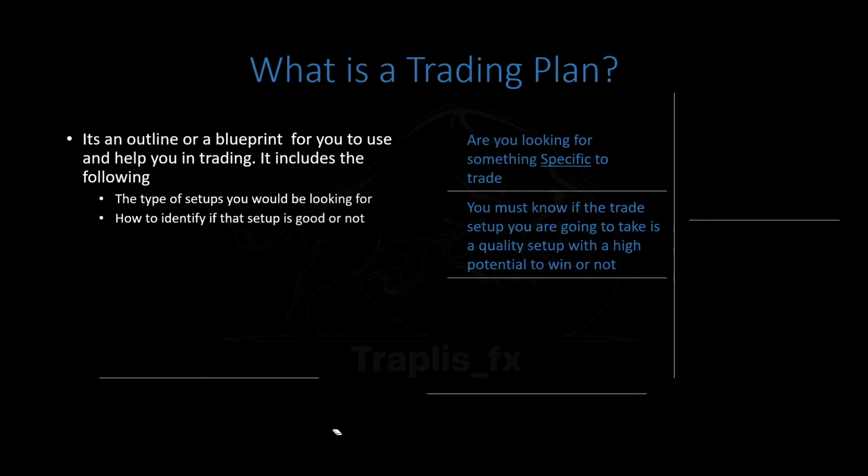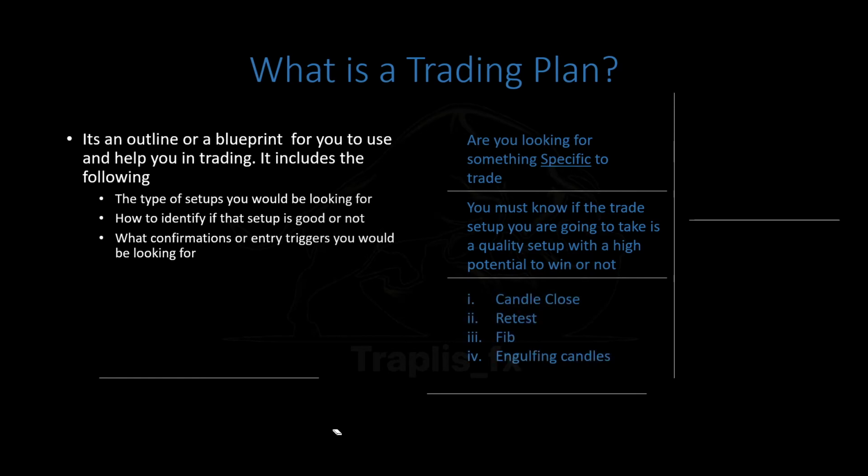You have to always look for a trade that is high quality. Quantity is not important. If you take one trade and it's 80% profitable, then you're winning basically. So always try to look for a trade that has a high probability or quality to win. Then we have what confirmation and entry triggers you will be looking for, which is basically, like we said before, candle closing, retest, fibs, and all that stuff, and whatever else you guys use.